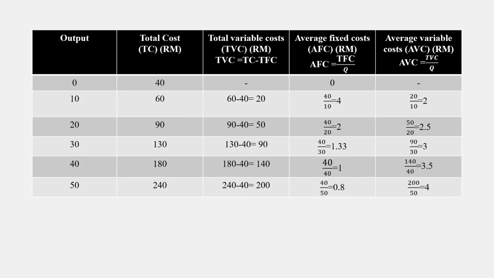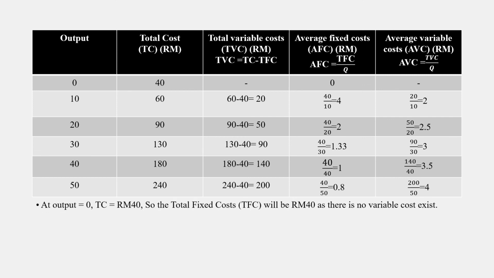Fill the missing values. The first is total variable cost. Total variable cost equals total cost minus total fixed cost. At output equals 0, total cost is 40 ringgit, so the total fixed cost will be 40 ringgit as there is no variable cost. Total variable cost for each output is 20, 50, 90, 140, and 200.